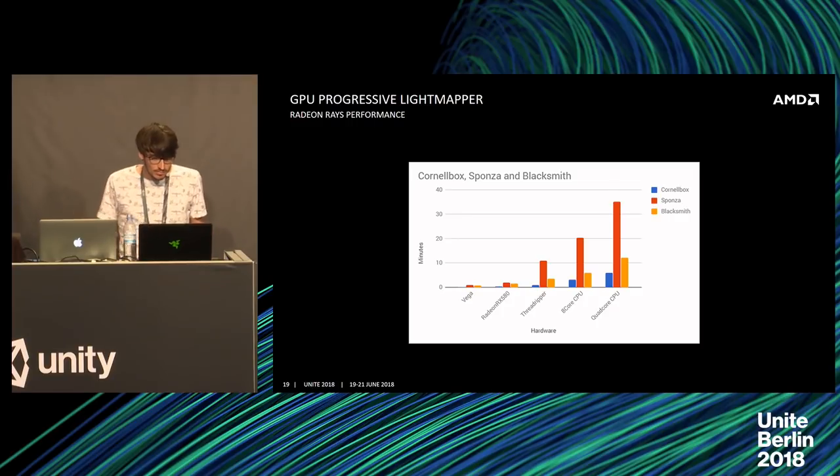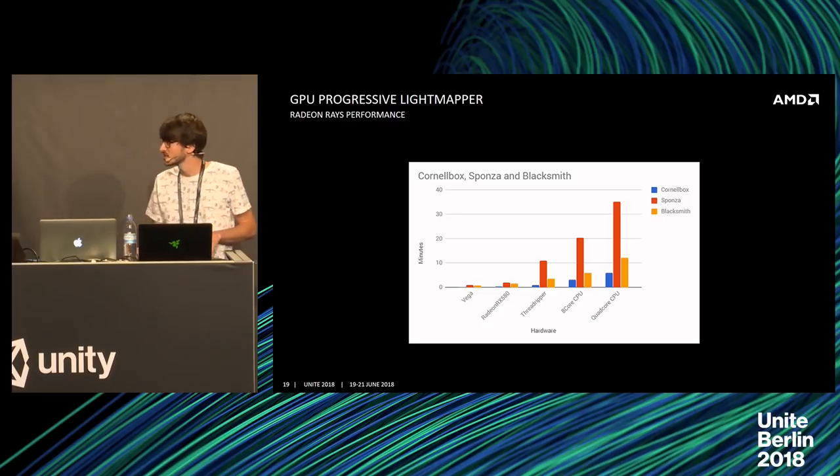I'm just going to give a brief overview of this graph. Coming from the 8-core CPU to the Vega GPU, with the sponsor scene, we see 20x faster performance. With the blacksmith test scene from Unity, about 10x. And coming from Threadripper CPU, sponsor gets a 10x boost, and blacksmith about 5x.